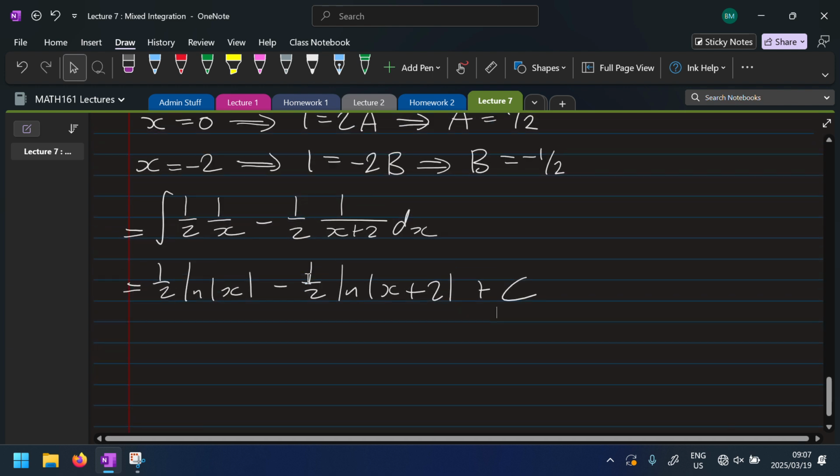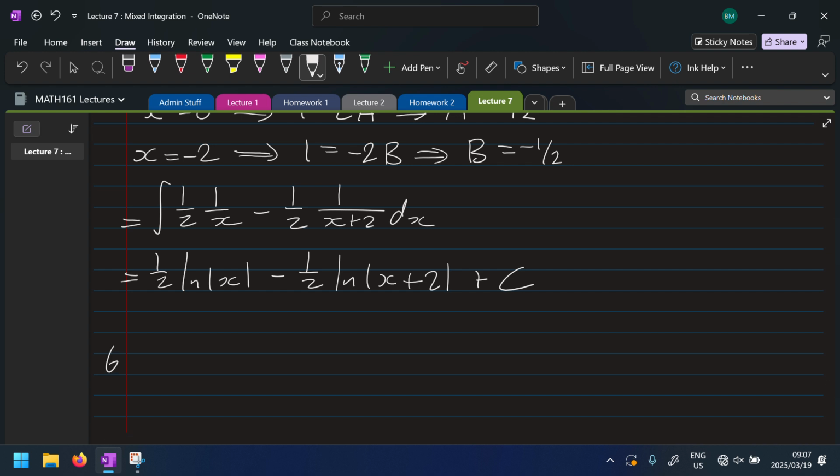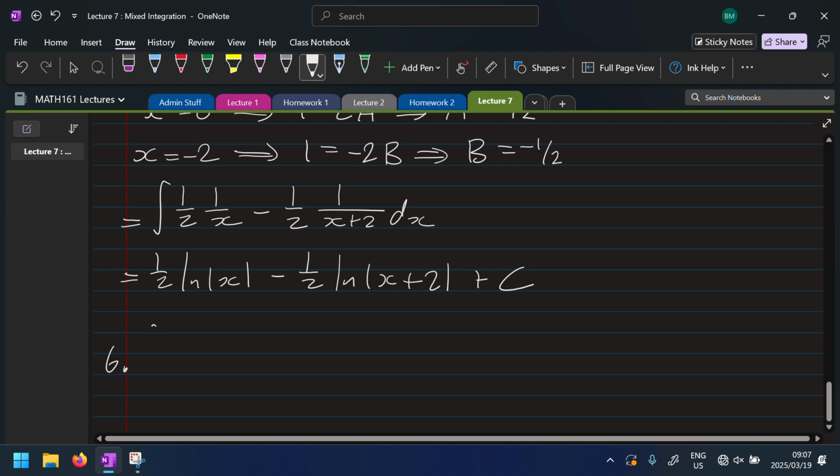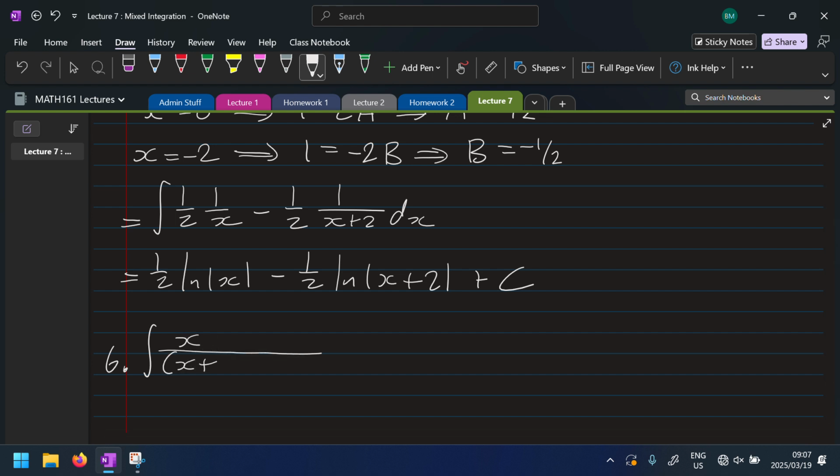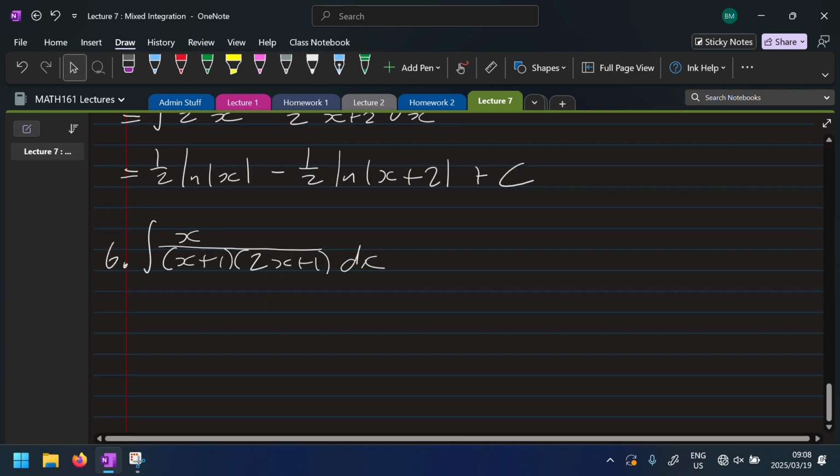Okay, next one, a little bit more tricky, but not too bad. Number 6, we have the integral of x over x plus 1 times 2x plus 1. Let's just go through the steps again. So step 1, check if we need to do long division. The top is x, the bottom will be x squared. So no long division needed. Next step is factoring. It's already factored, so that's fine. So we can skip right to step 3, the decomposition.